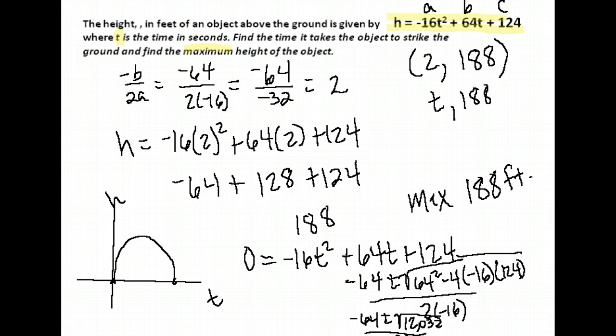Okay, so now we're going to go ahead and look for our answer. We have 2 answers here. One of them will be valid and the other will not. We have negative 64 plus the square root of 12,032 divided by negative 32, and we have negative 64 minus the square root of 12,032 divided by negative 32. So we go ahead and find both of those numbers. One of them may be negative, and that would not be a valid answer. You can't have a negative amount of time. So that's how you know which one to go with.